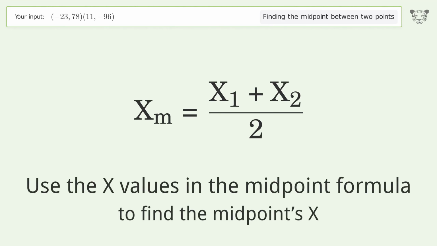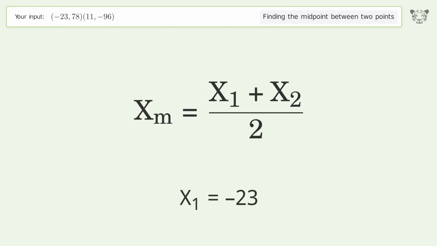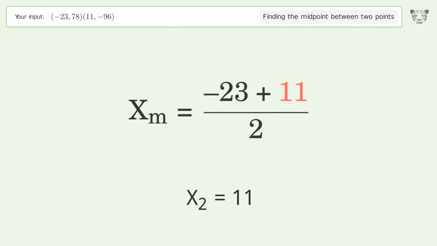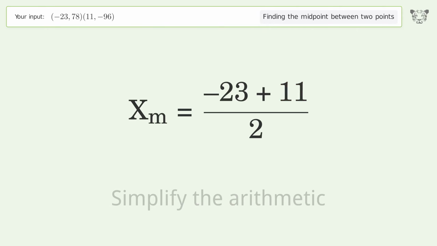Use the x values in the midpoint formula to find the midpoint's x. x1 equals -23. x2 equals 11. Simplify the arithmetic.